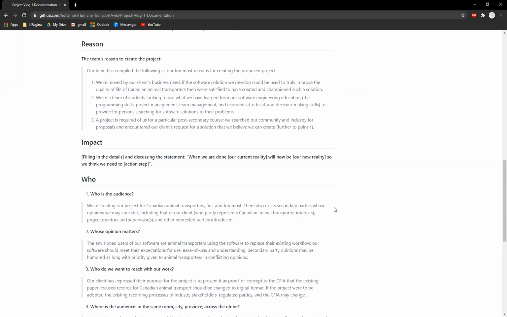Another point we have is that we are a team of students looking to use what we've learned from our post-secondary education to create software solutions for people and their problems. The third point here is a project is required of us for a particular course we are taking. This reaches around to our point one here. After searching our community and industry, we encountered our client's proposal and request for solution, and we believe we can work on it and create it. Did anybody on the team want to add additional comments to our reason?